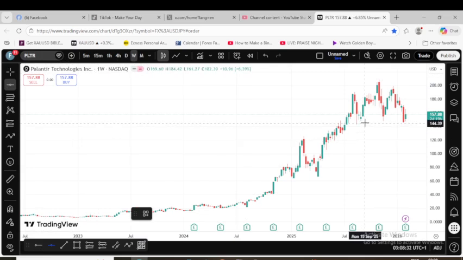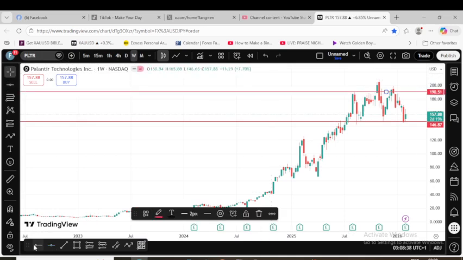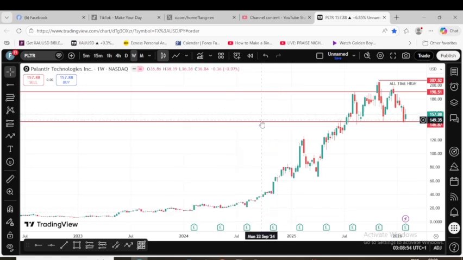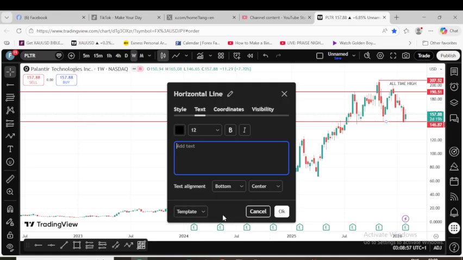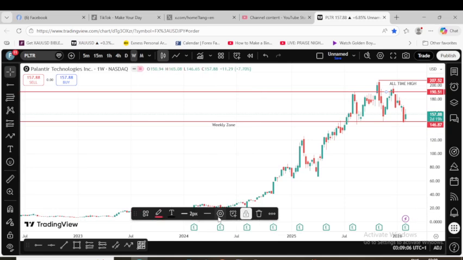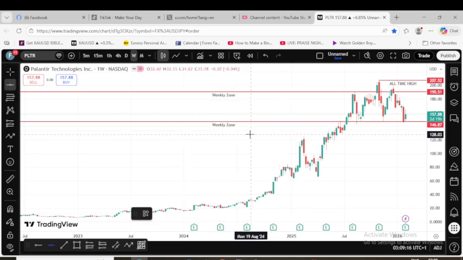So as usual, we'll start by identifying our support and resistance levels, which we collectively refer to as zones. Support and resistance levels on higher time frames are collectively known as zones. So this is our all-time high, and this here is a weekly zone. Technically, it's a weekly support level, but for the sake of uniformity, we call it a zone since we're on a higher time frame. So these are weekly zones.